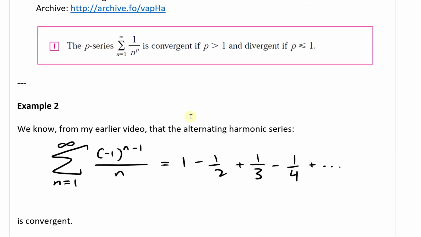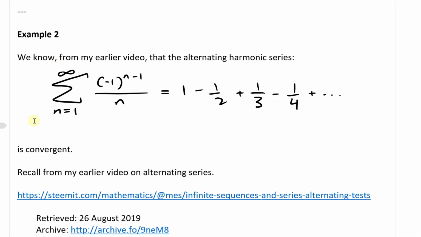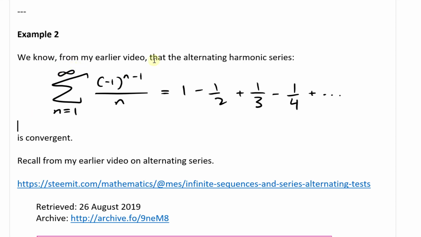So now let's look at another example, example 2. We know from my earlier video that the alternating harmonic series, the summation from n equals 1 to infinity of negative 1 to the power of n minus 1 divided by n, is convergent. If you plug in 1, you get 1 minus 1 is 0, so positive; then 2 becomes negative, and so on, alternating. So it's 1 minus 1/2 plus 1/3 minus 1/4, and so on.